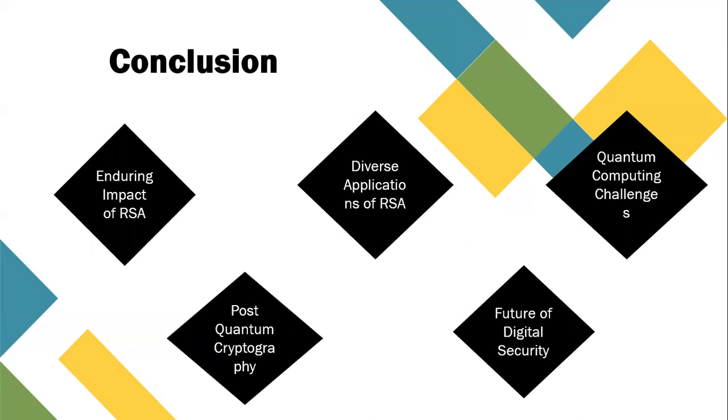So let's finally move on to the conclusion. The first thing we conclude is the enduring impact of RSA. The RSA public key crypto system has revolutionized digital security and has been providing a robust and efficient solution for key exchange, encryption, decryption, and digital signatures in various applications. Then we have seen diverse applications of RSA. RSA's versatility as a public key crypto system has led to widespread adoption in applications such as secure data transmission, authentication, digital signatures, and SSL/TLS protocols, which we just talked about.